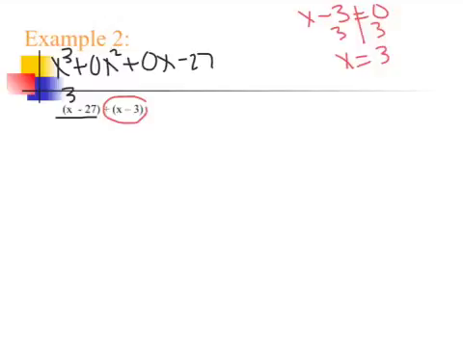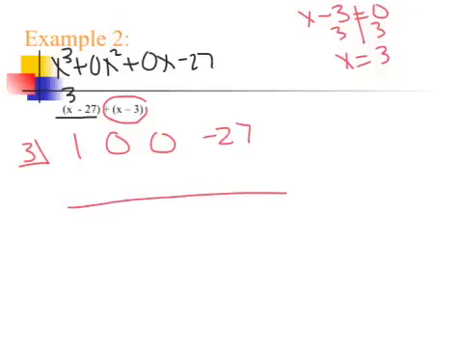So in the box, we're going to have 3 in the corner, and then our coefficients for our x's. So x cubed has a coefficient of 1. We didn't have an x squared. We didn't have an x. And then we have our constant. So leave a little space, draw a line. So we're going to carry down our first coefficient, which is 1, below the line. We're going to use that to multiply by the number in the box. So 1 times 3 is 3.